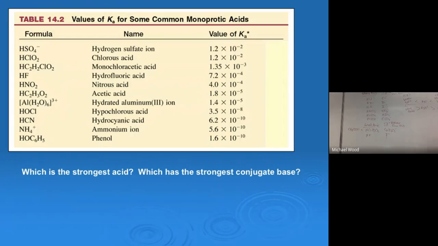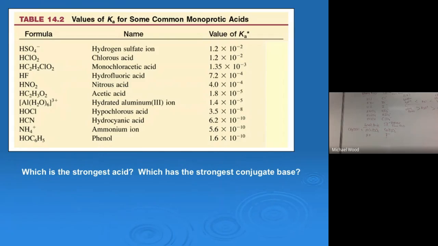You might want to note that, it's not in the notes. The larger the value for K, the stronger the acid. Or the smaller the value for K, the weaker the acid. Okay, so then answering this question, what is the strongest acid? It would be whatever has the highest value for K. And that's actually a tie.